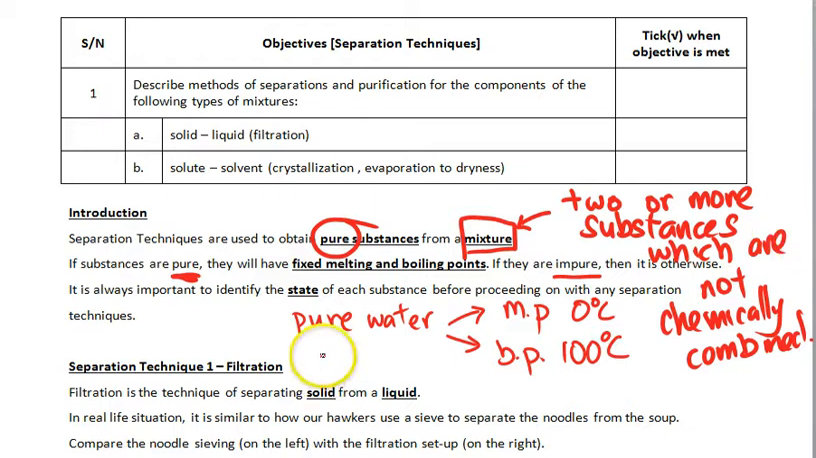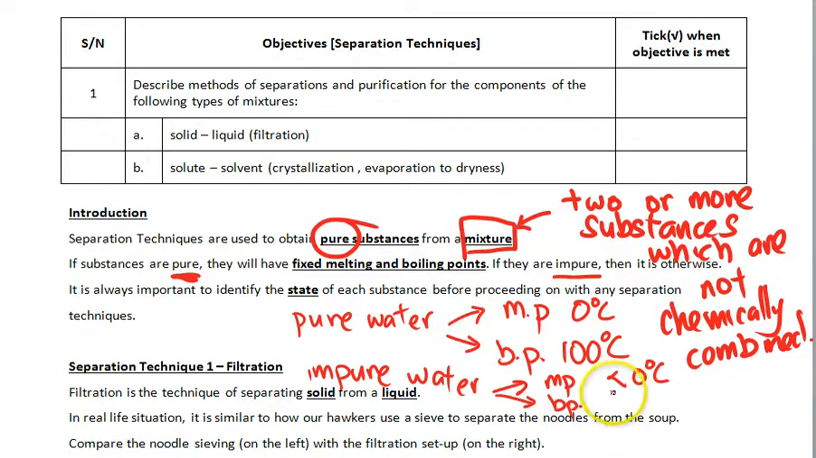However, if your water is not pure, impure water, the melting point may vary. Most of the time it will be less than 0 degrees Celsius. And for the boiling point, what's going to happen is it's going to be greater than 100 degrees Celsius. You can look up your textbook to find out why is it so. I will not go into it as this is not so important now.